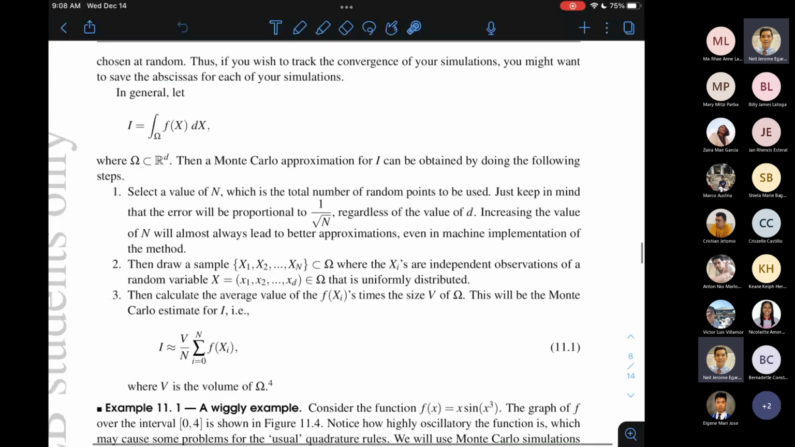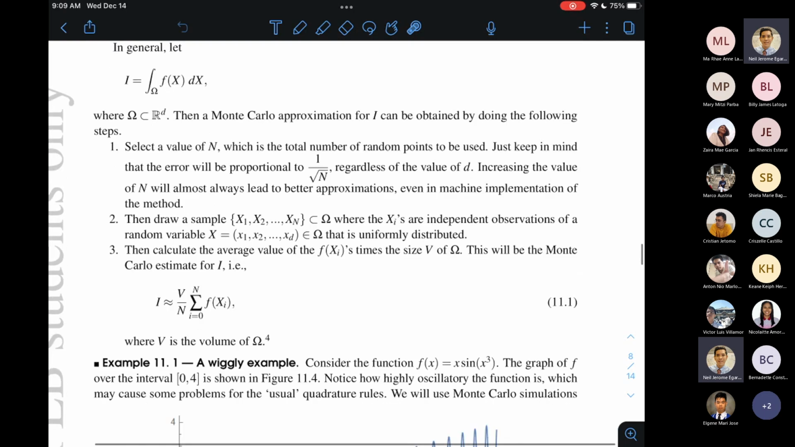Okay, but before that, let me summarize what to do, ano? So una, select a value of capital N, right? So total number of random numbers to be used. So remember that the error will be proportional to 1 over root n. So that will guide you kung ano yung capital N. Pero gusto mo yung capital N malaki, right? That's the essence, ano? Then second, you draw a sample in your space omega, right?